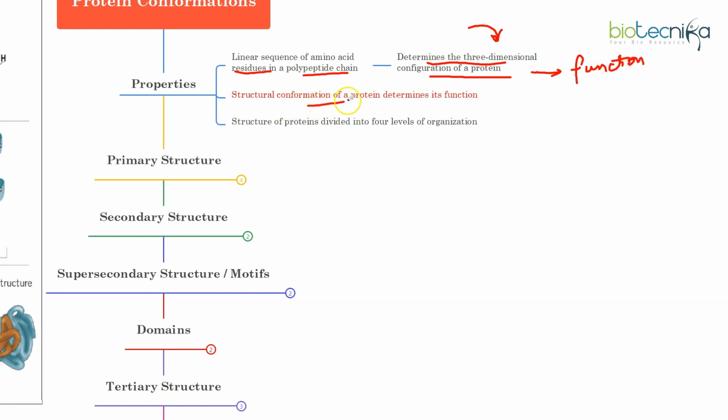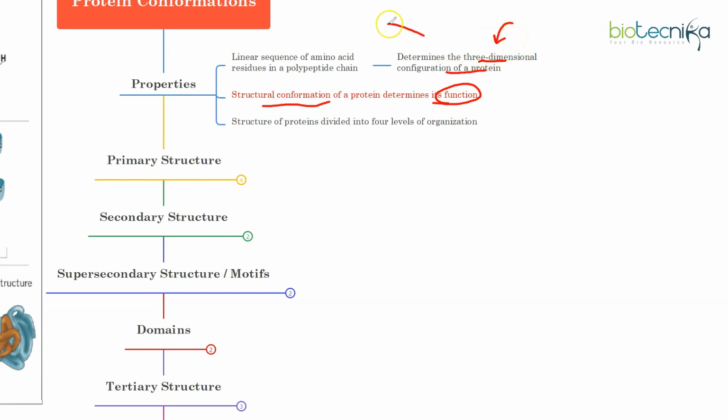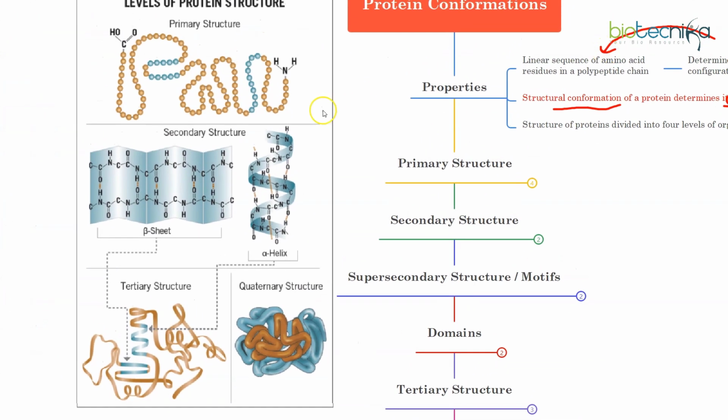So the structural conformation of a protein determines its function. How do you get this function? By how the protein folds into the 3D form. And what decides how the protein folds in 3D form? It is the linear sequence, meaning what types of amino acids are present. Depending on the amino acids, the secondary structures will be decided. Depending on the secondary structure, the further super-secondary, motif or domain structures will be taken, and finally that will decide the overall tertiary structure.